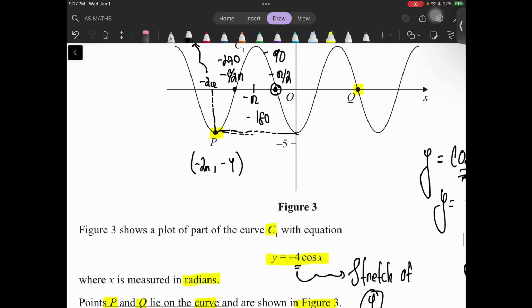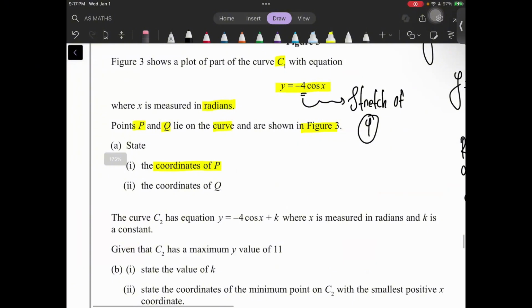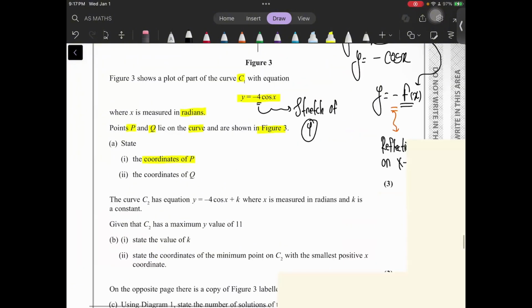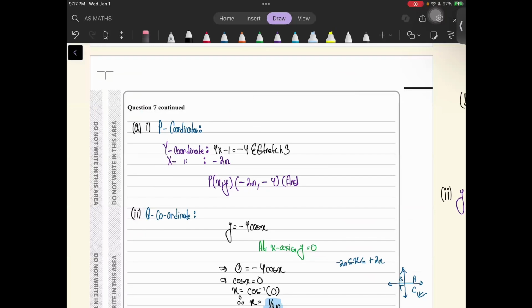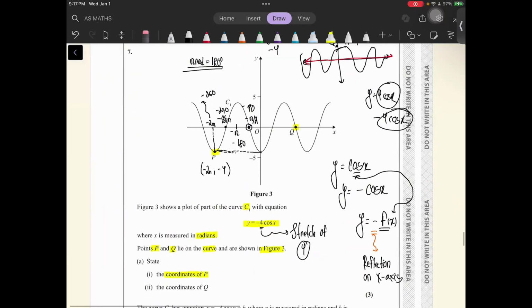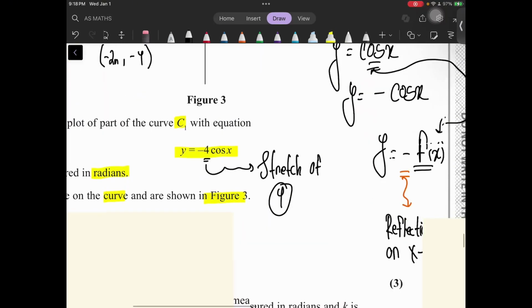Yeah, I have written it up: P coordinates, x and y, right? And you have to now find the coordinates of Q, right? To find the coordinates of Q, first of all, this cuts the x-axis, right? And at the x-axis, y is going to be equal to what? 0, right?